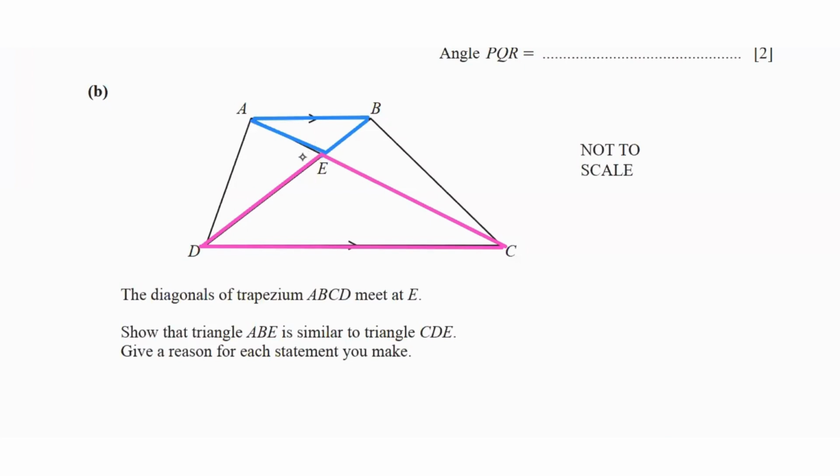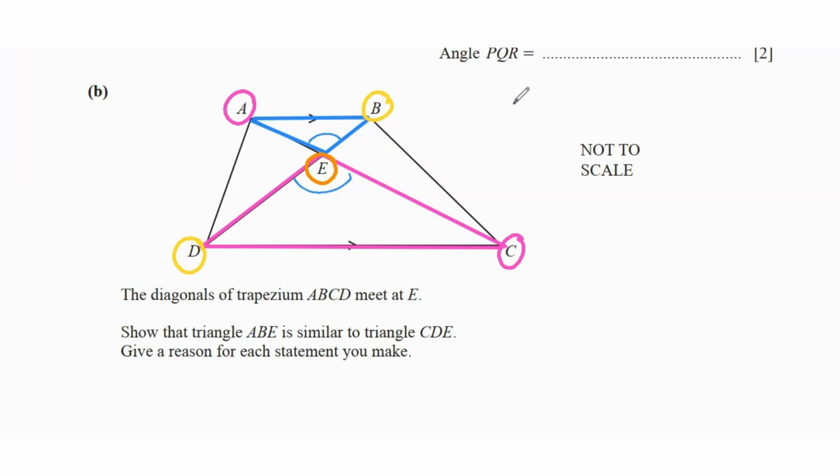So if I color code this, A and C are similar, B and D are similar, and E is similar to itself. So based on this, we know that vertically opposite angles are equal. This angle is equal to this angle.